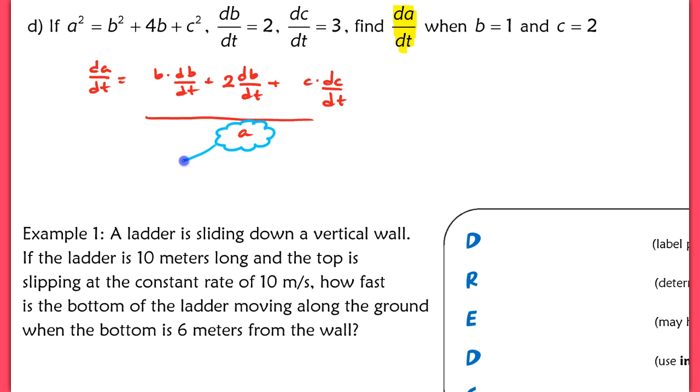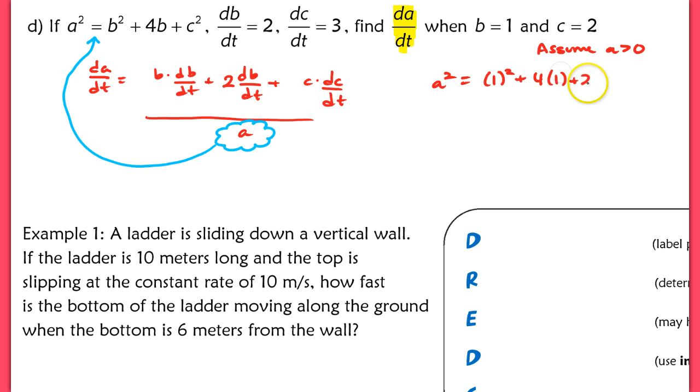Well, this is where you have to come back to your original equation here, because that original equation relates the variables a, b, and c. So we can actually solve for a here. One of the things I forgot to type up is that you're going to assume a is positive. Okay, so when we solve for a here, we have a squared is equal to, just by substituting, 1 squared plus 4 times 1 plus 2 squared. So we have a squared is equal to 9, and because we're assuming that a is positive, we're going to go with a is equal to 3.